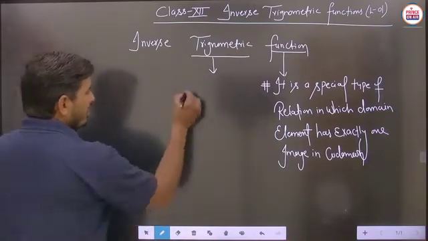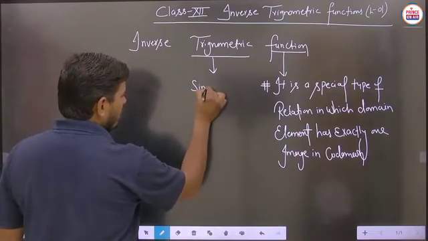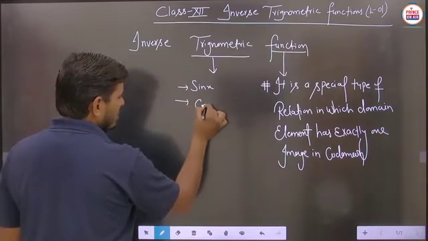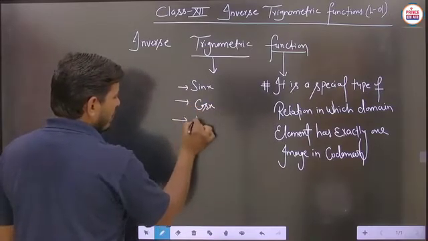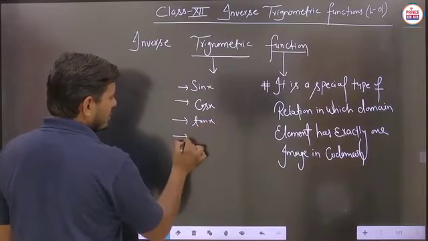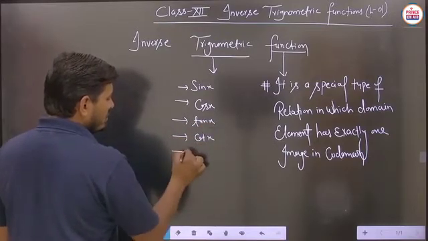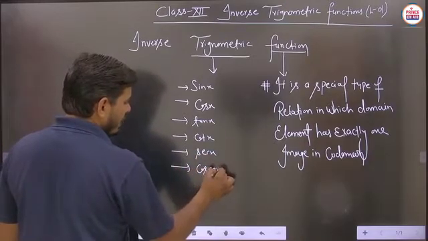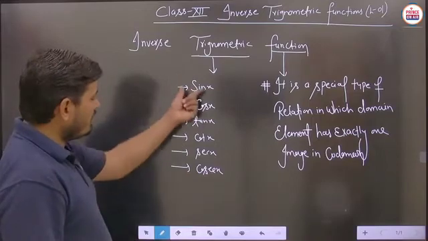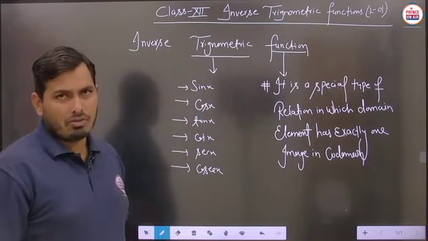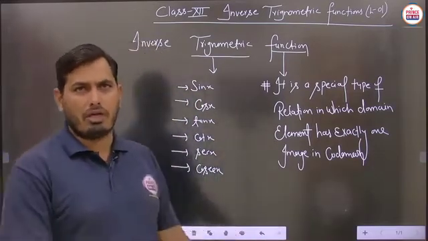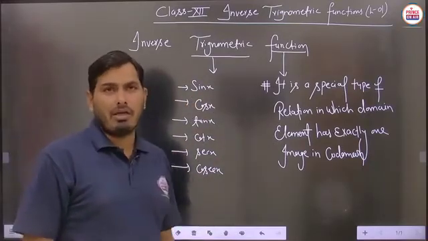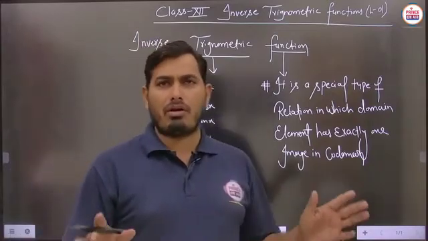There are a total of 6 trigonometric functions we will discuss here. One is sin x. Next is cos x. After that we will discuss tan x, then cot x, and after that sec x and cosec x. Here we have to find the inverse of these 6 trigonometric functions. I think every student knows very well the names of these trigonometric functions: sin x, cos x, tan x, cot x, sec x and cosec x. And you have already discussed the graphs of those functions.